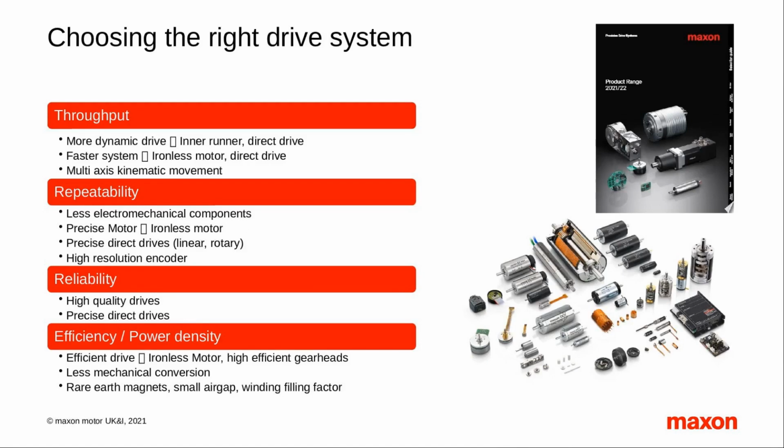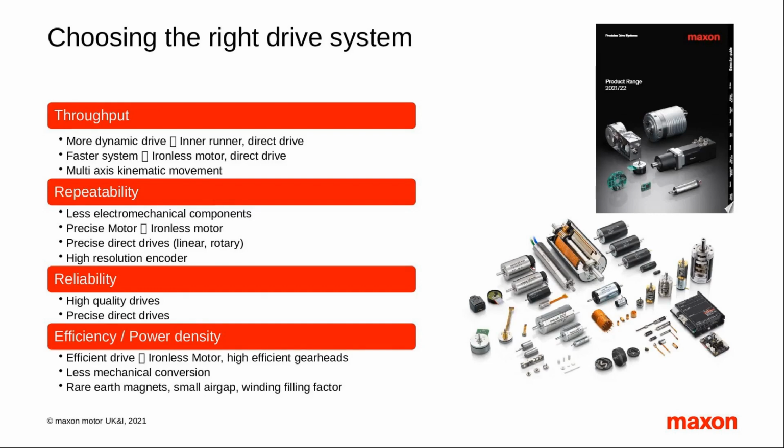Repeatability, the less components. So you're trying to make it reliable. So the less moving parts, precise motor control. Again, the ironless motor helps here. Precise direct drives. What that means is that if the motor is small, you can put it exactly where you want, so you have a lot less power transmission components in the system. High resolution encoder, what that does is it tells the electronics exactly where things are.